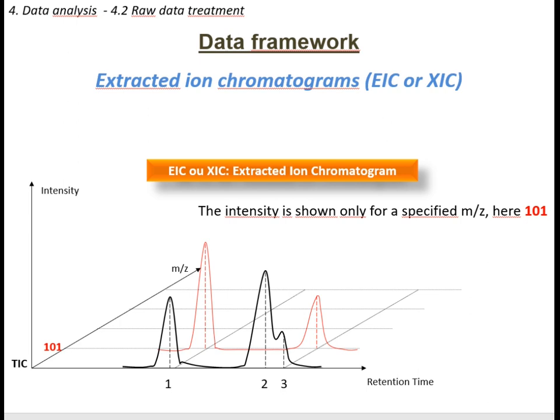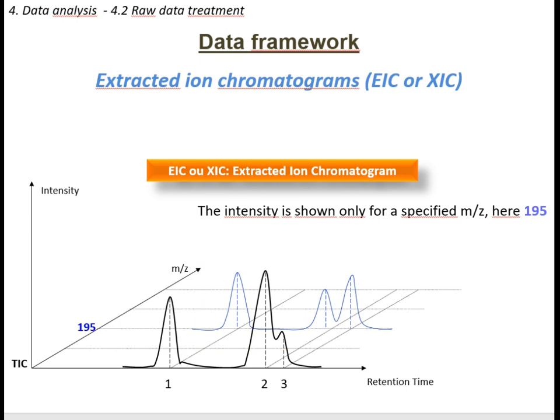For example, if you click on the mass 101, you see that this ion is made by the first molecule, so it is present in its mass spectrum. It is not in the mass spectrum of the second molecule, but it is also in the mass spectrum of the third molecule. While the ion 195 is made by all three molecules.